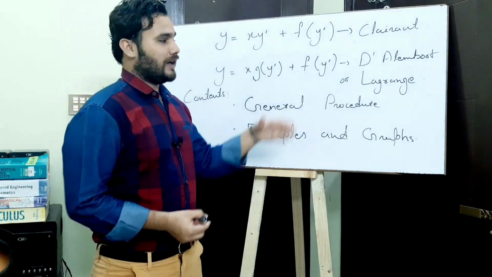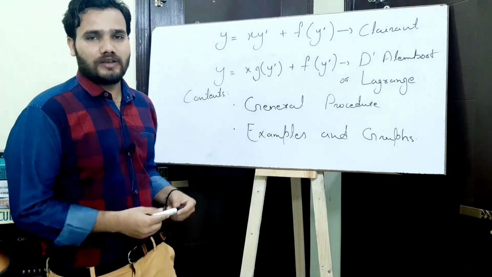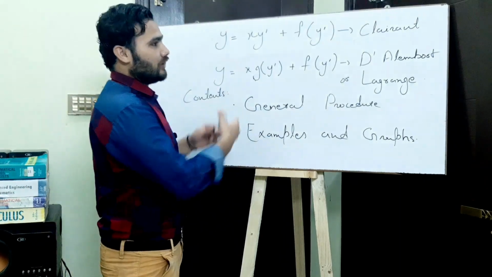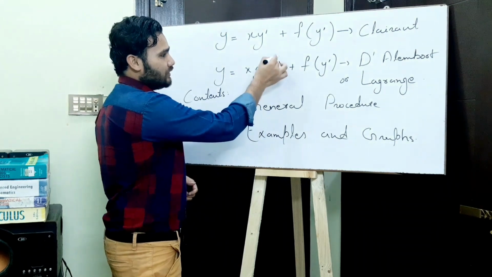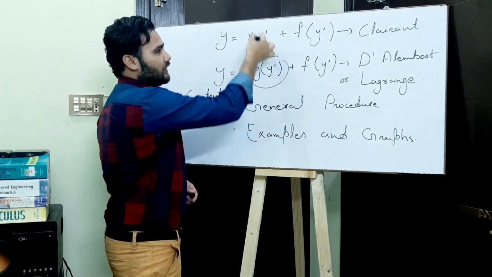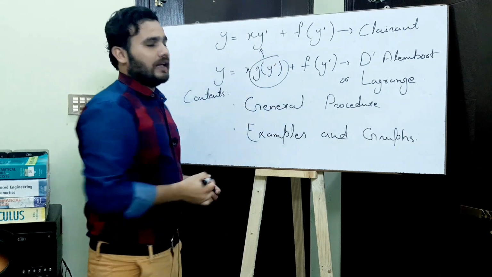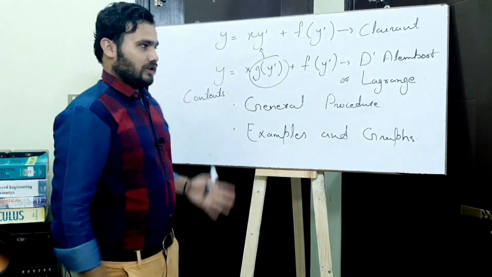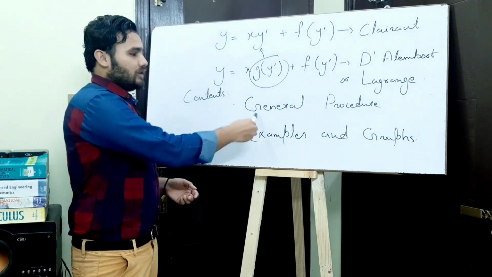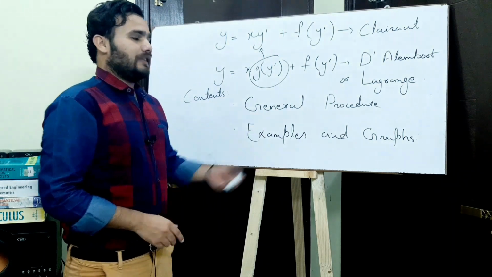differential equation. Sometimes in some books it is called Lagrange also. Both are first order nonlinear differential equations. We can say that D'Alembert is the general case of Clairaut, or Clairaut is a particular case of D'Alembert's differential equation. So the contents of the video are the general procedure for both, examples, and graph.